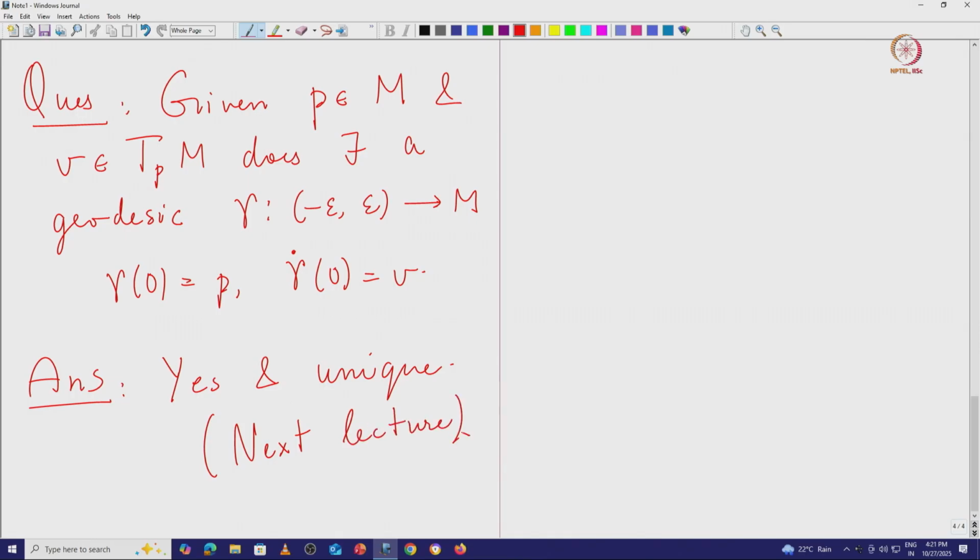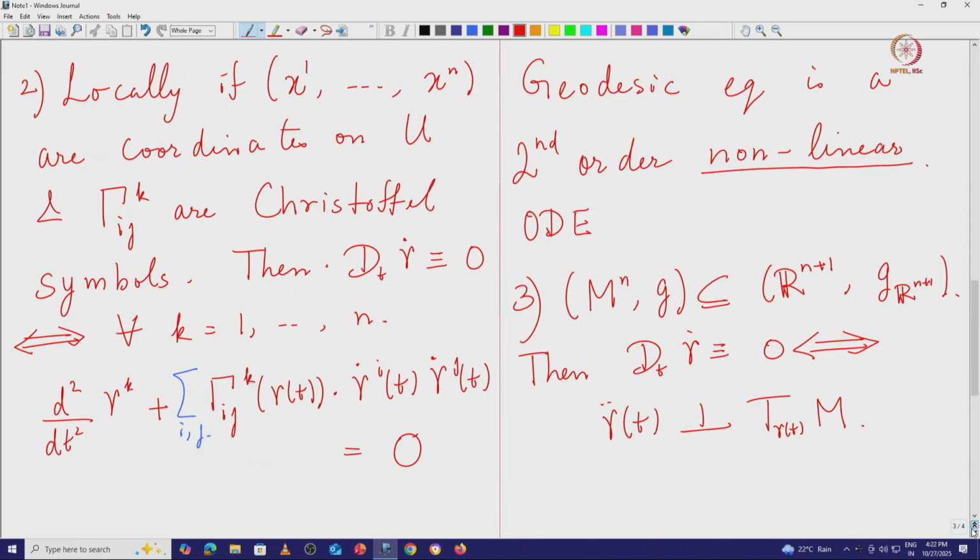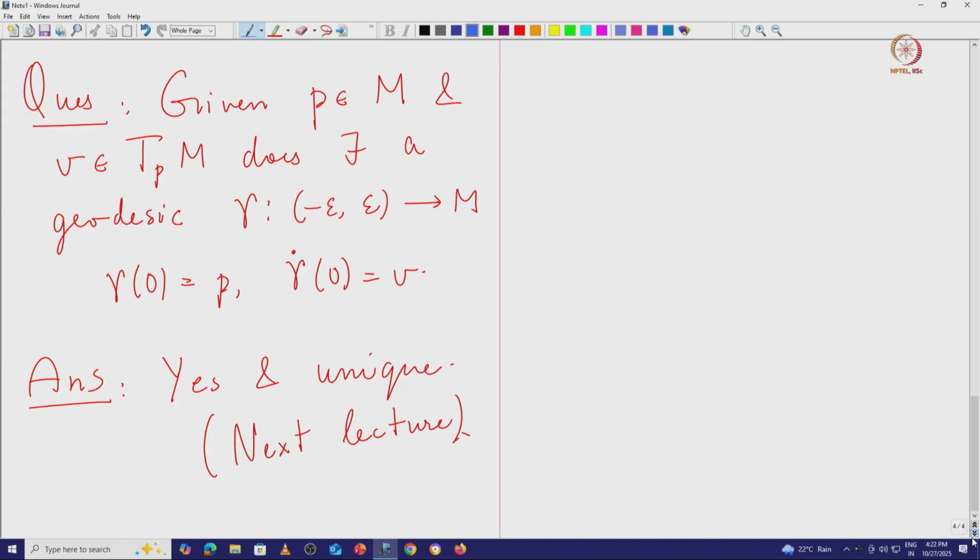Okay, so firstly, if you go back to this local equation, it's a second order and it's a nonlinear equation. So second order basically means that you have to in general specify two initial conditions. So the two initial conditions here will be that gamma of 0 is p and gamma dot of 0 is v. Okay, and even so, because it's a nonlinear ODE, you in general expect only local existence. So this is yes, but only a local existence.